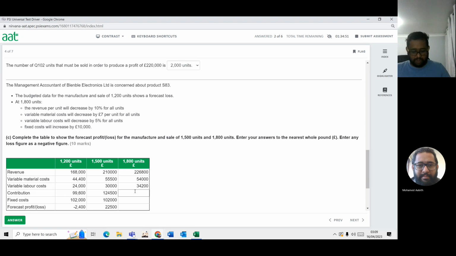But now let's see this one. 2268 minus 540 minus 342 will give me a profit figure of 138,600. But now fixed cost in this scenario will increase by 10,000. It's going to be 11,200.